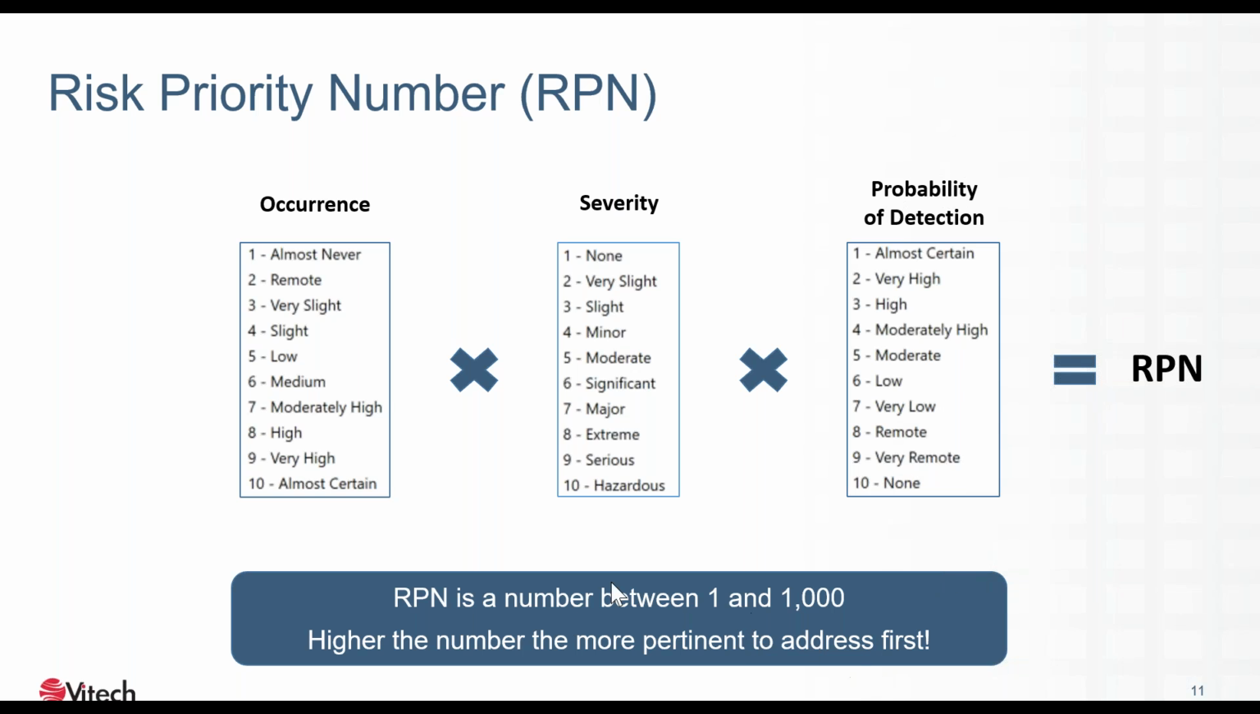Those numbers are going to range between 1 and 1,000, as you can see here. And as I said, part of that process is once you get all these, you can rank order them, and you can see which ones are most pertinent to address first. So that's how you actually use this to decide which ones you want to mitigate first.